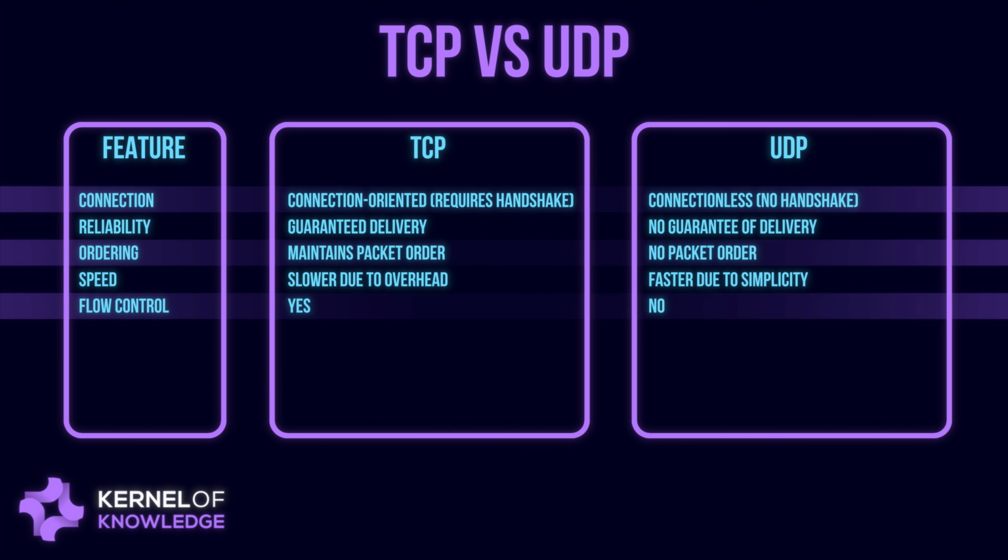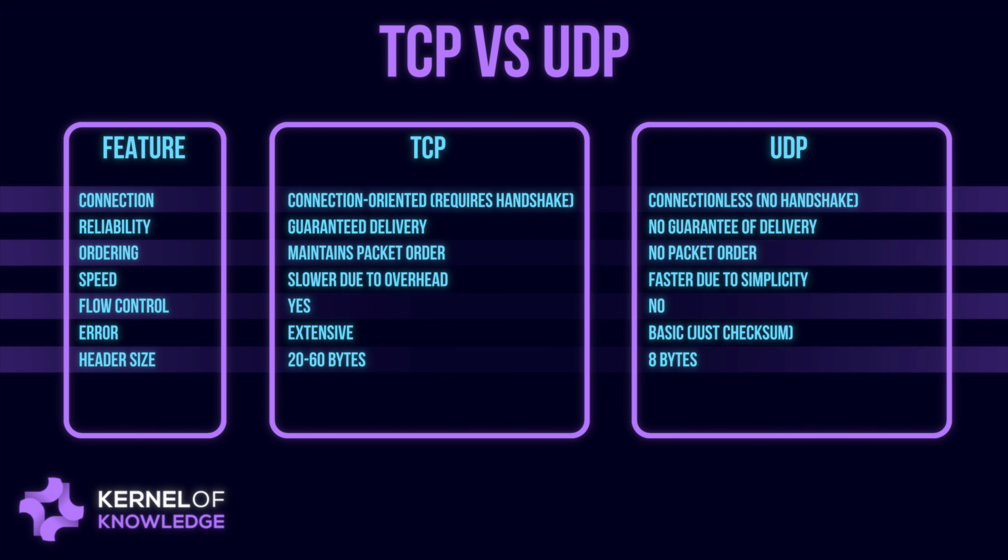TCP has flow control, whereas UDP doesn't. TCP can handle errors in an extensive way, whereas UDP is just basic error handling. And in terms of the header size, TCP is 20 to 60 bytes, whereas UDP is just 8 bytes. And as I said, in terms of use cases, UDP is for things that are much more performance-based, so like gaming or video streaming, whereas TCP is used for things like web browsing, email, or file transfer.